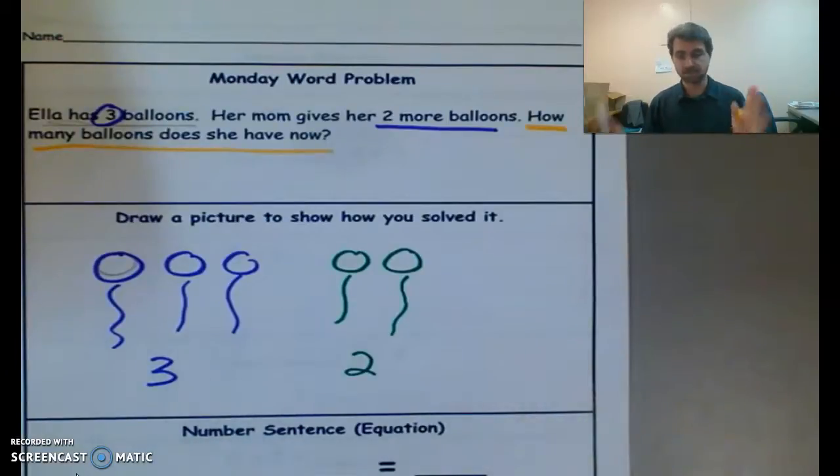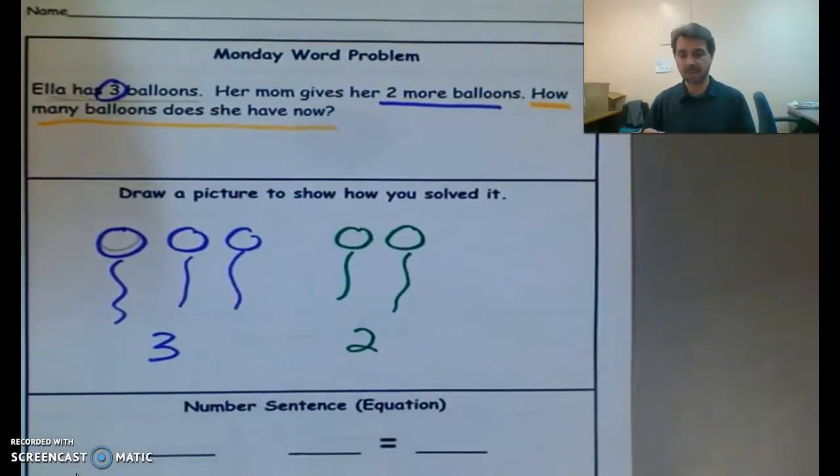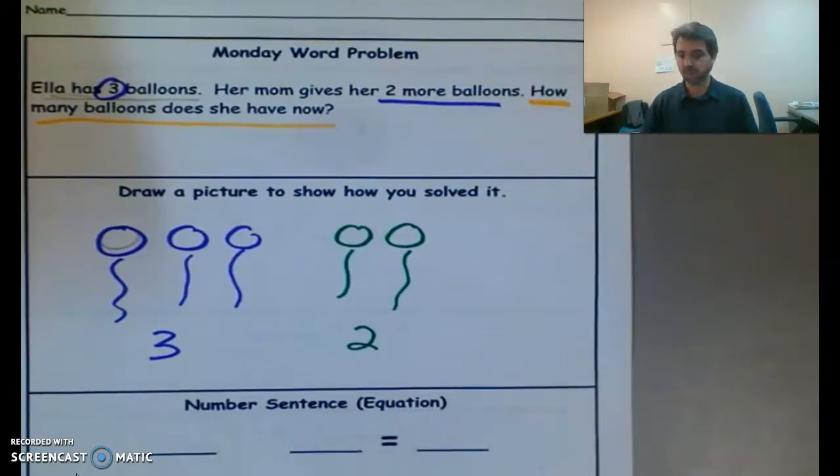And we're back. Okay, so you guys are doing great. So now we want to do our number sentence, okay? Or it's also called an equation, which I'll explain later. So here's what we're going to write.